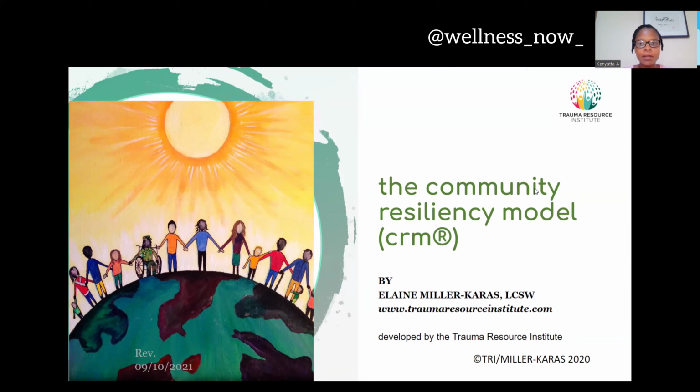This concept comes from the community resiliency model created by Elaine Miller-Karas and developed by the Trauma Resource Institute. The content is copyrighted by the Trauma Resource Institute, so restrictions apply in reusing this information.